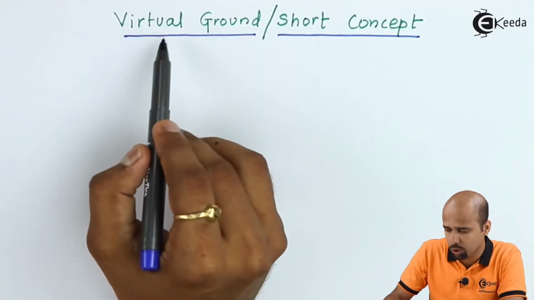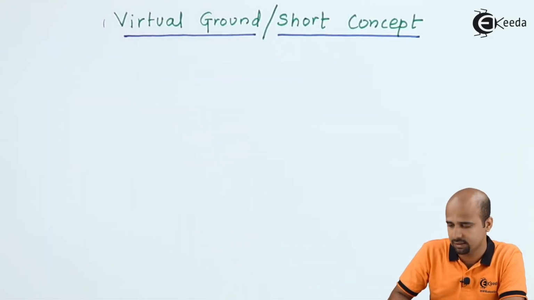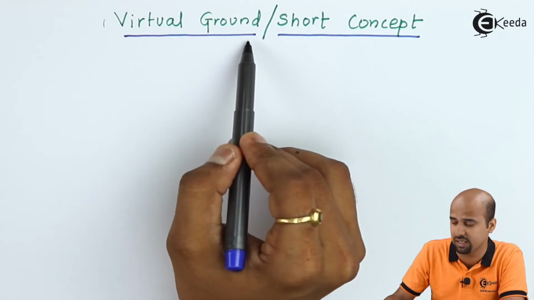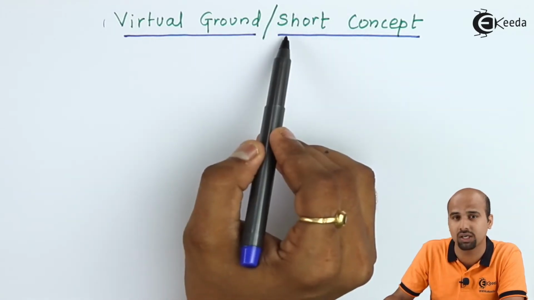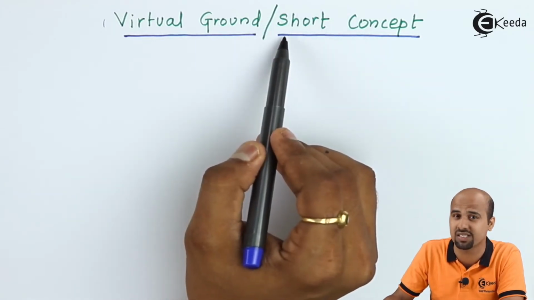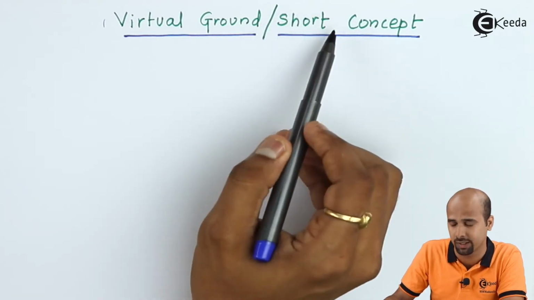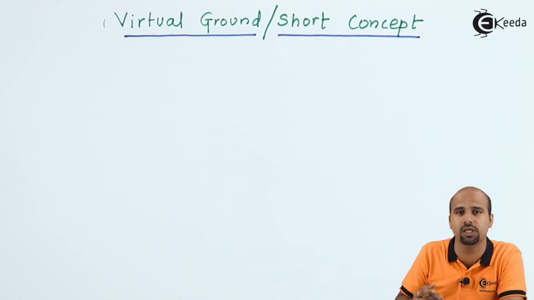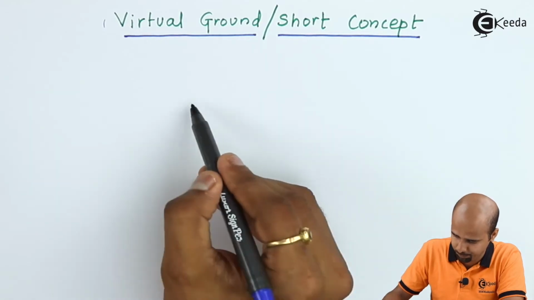The term virtual indicates that this is not mechanically or physically connected to ground, or not mechanically or physically connected to another circuit with resistance R equal to 0. That means short circuit. Now, before learning virtual ground concept, we will remember two important characteristics of operational amplifier.